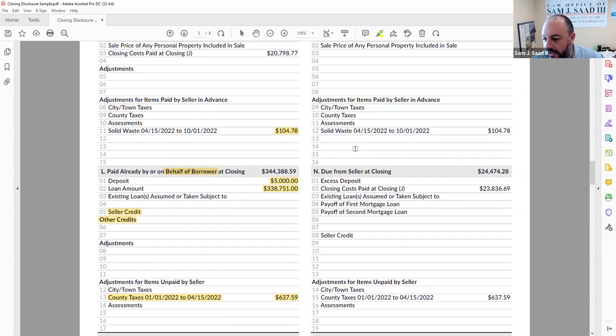Bob is asking, does real estate get this CD 3 days before closing to go over with the buyer? I assume you mean the agent. Bob, the contract says that the lender may disclose the CD to the agents, to everybody in the transaction, but they typically will only send it to the borrower, and the borrower will need to contact me and I'll go over with them, or they can contact you and you can go over with them.